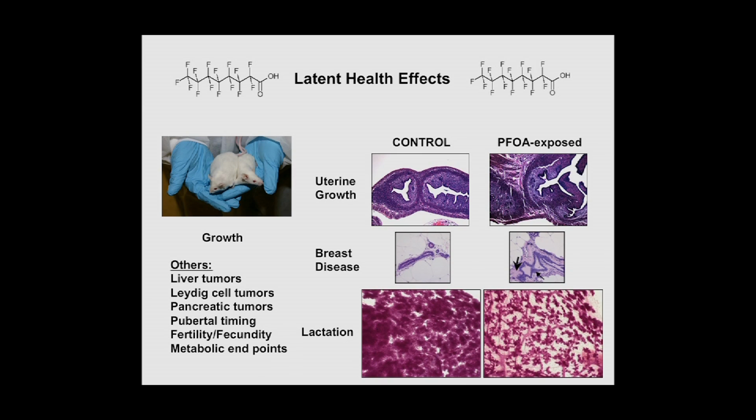We see advanced breast disease as the animals age. In the breast disease section there, those are 18-month-old animals, and you can see that the stromal section of that mammary gland has actually formed a stromal hyperplasia at this point, very out of control development. And we have this effect on lactation. So it doesn't just affect these, it affects many other things such as pubertal timing, liver disease, Leydig cell tumors in male rats, and metabolic endpoints such as insulin and leptin concentrations.